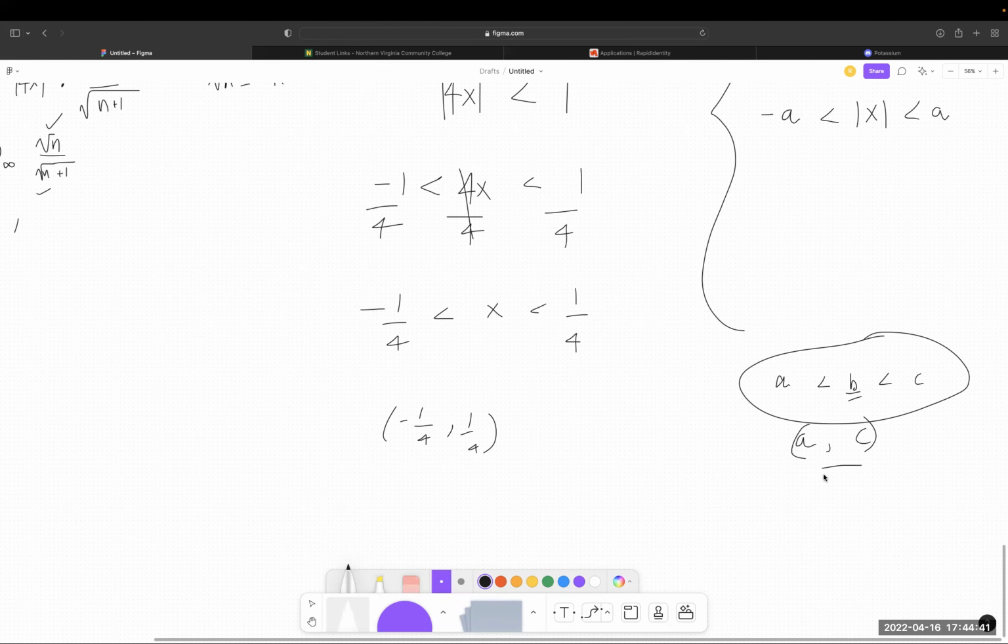That's just saying it's between, right? If you're between A and C, you have to be less than C, can't be ahead of it, otherwise you wouldn't be between. And you also have to be greater than A, right? It's like three people, right?